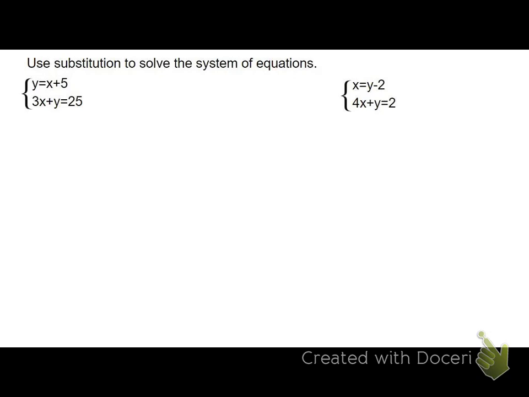Now remember, it does not matter where you substitute. However, if you have a single variable that's over here by itself, y equals something, it's probably going to be easier to substitute this equation into this one, right? So all that means is that I'm going to take y equals x plus 5, and I'm going to substitute it in the equation below it. So if y equals x plus 5, when I see this y down here, what am I going to put in place of y?